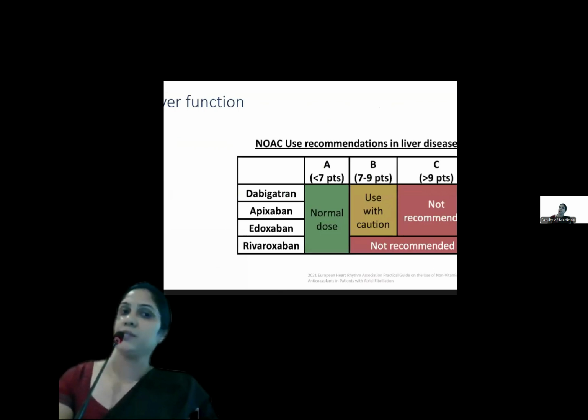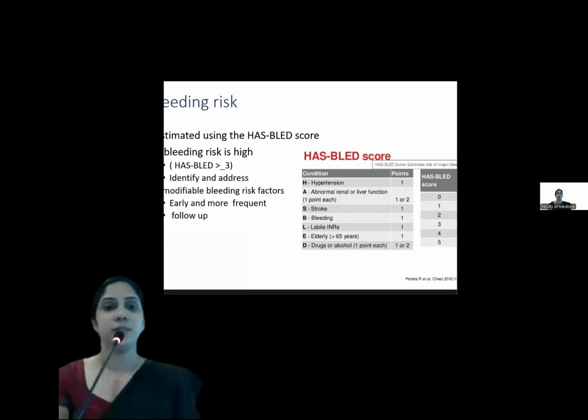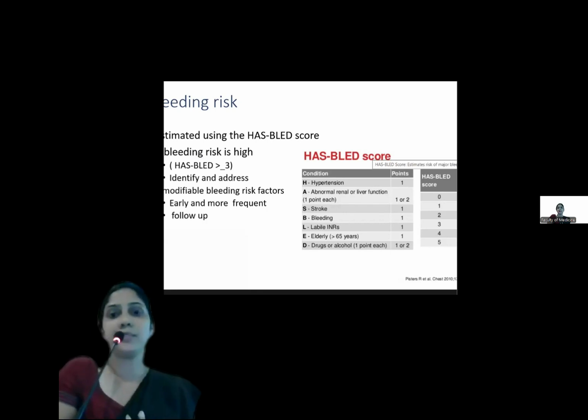When we assess the liver function, in a patient with chronic liver cell impairment, if the patient is Child A, we can use a DOAC provided the patient fulfills the other criteria. But in Child B and Child C, it's either caution or a contraindication. How do we assess bleeding risk? For DOACs also, we can use the HAS-BLED score. But having a high HAS-BLED score is not a contraindication for anticoagulation. We assess this so we can identify the risk factors and modify any modifiable risk factors, and keep the patient under very close monitoring and follow-up.